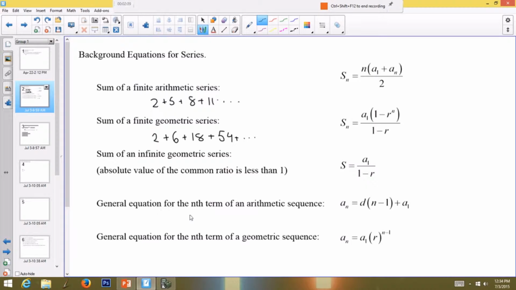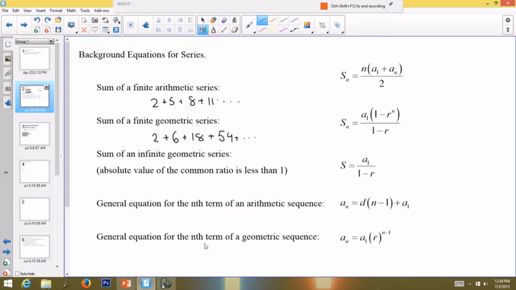The general equation for the nth term of an arithmetic sequence. So if I'm trying to find these specific terms in my sequence, I can use this equation. And the d is going to be the common difference. In this one, it was 3. Our first term, a sub 1, would have been 2, and then n is whatever term you're trying to find.